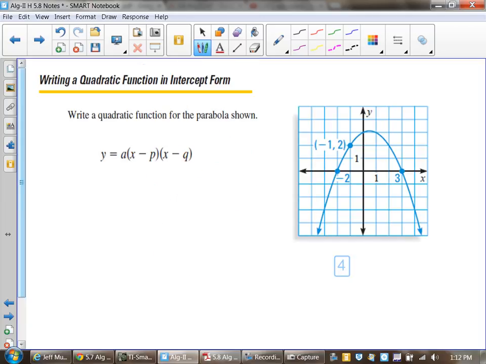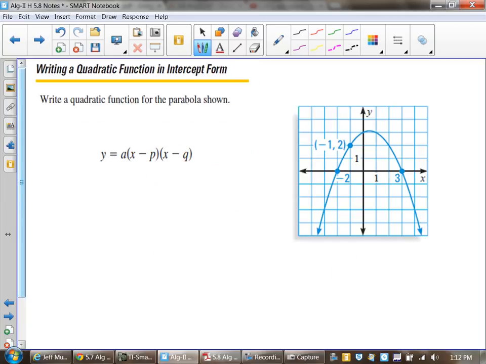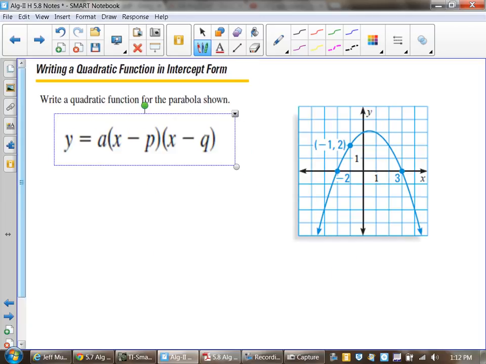Yeah. I think that standard form is the trickiest of them all because there's a lot more work. It's not difficult work, but there's a lot more of it. Intercept form and vertex form are fairly straightforward. Once again, when I'm dealing with intercept form, that means I'm being given my zeros. That means I know what my P and Q values are, and I also have a point.